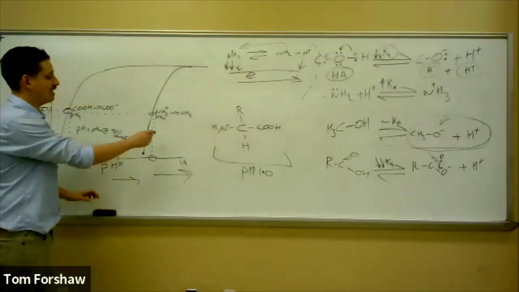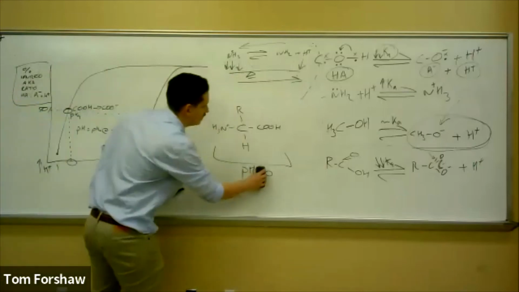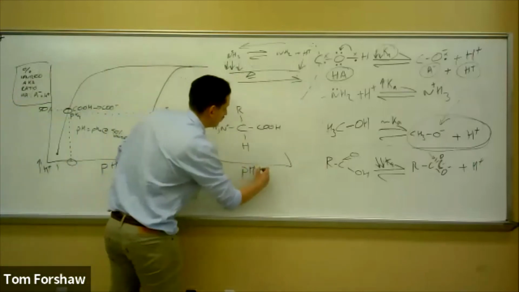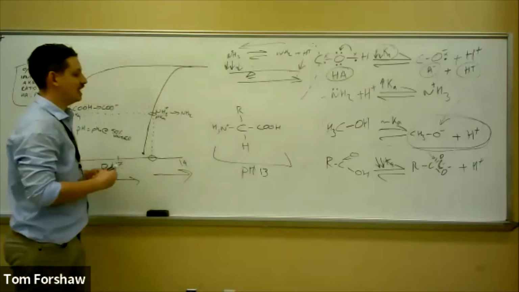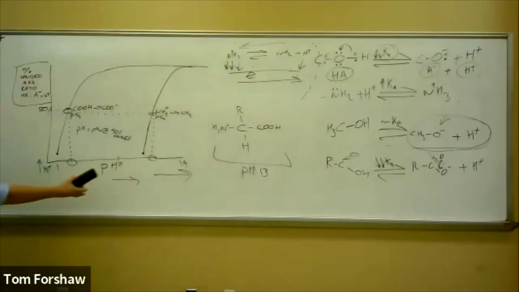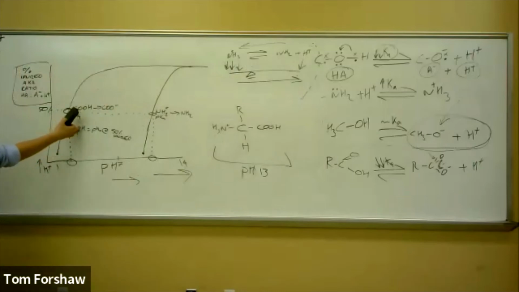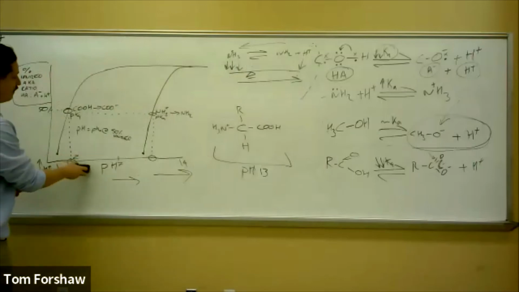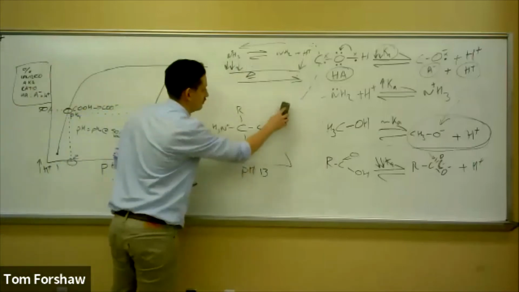And so at a high pH, let's say for instance pH of 13, first of all, you're at a high pH, and that pH is above the pKa for the carboxylic acid, which is going to be, let's say, the pKa is like 2. So you're above 2, which means that this one's going to be charged.